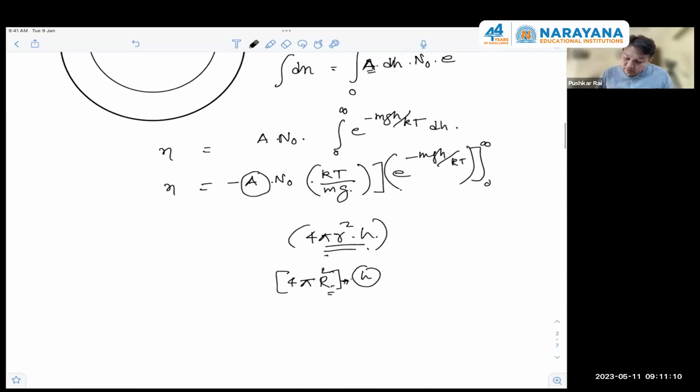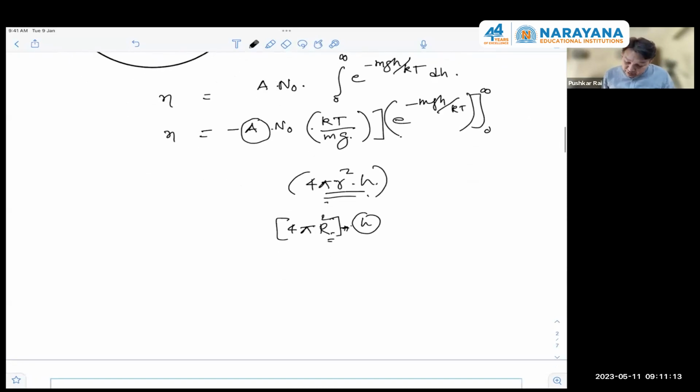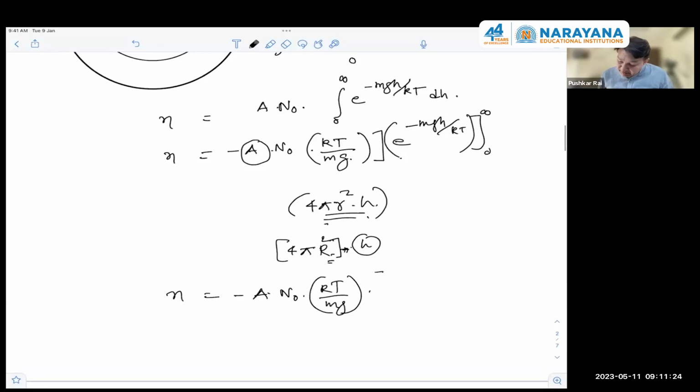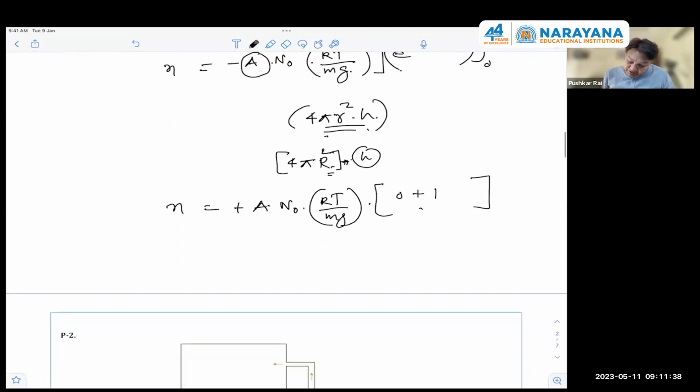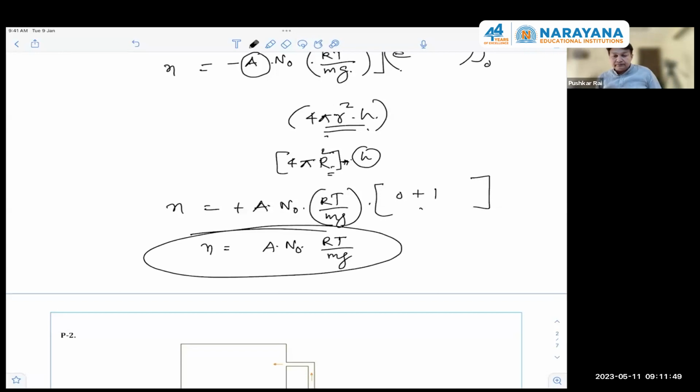And from 0 to infinity, you just integrate it. When you integrate it, what are you going to get? N is equal to minus A n naught kT upon mg. And what is this integral? You are good at mathematics, you tell me. If you put in 0, this is going to be 1, and if you put in infinity, it's going to be 0. So the negative sign is taken care of. That means this is a very simple case now. N is equal to total area into n naught into kT upon mg. That was the idea.